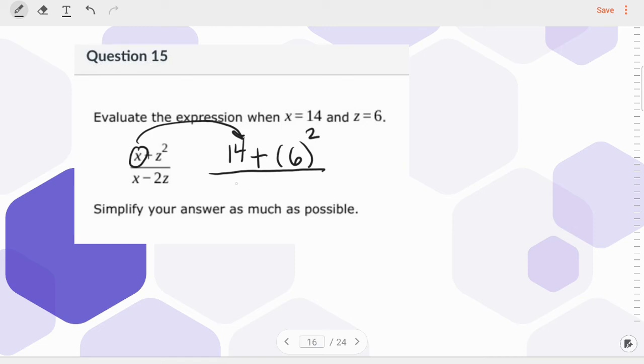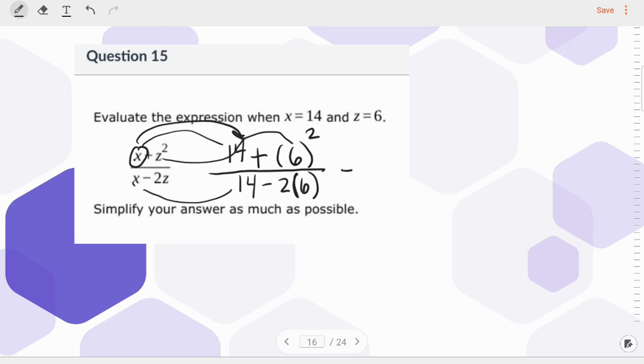Go into the denominator, x, 14 minus 2. When there's multiplication going on, I include the parentheses as well. So 6. Notice every time there's an x, I replaced it with 14. Every time there's a z, I replaced it with 6.